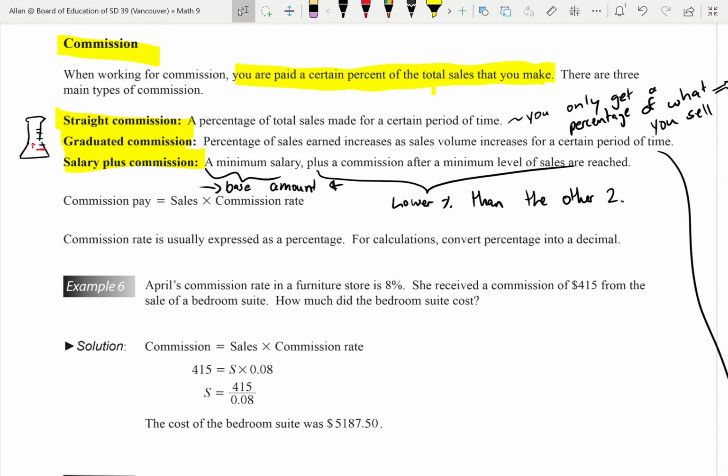The upside to it, I'll start with the downside. Downside, it's harder to make more on this one because it gives you a lower percentage. But the upside is you're never going to get paid $0. You're going to at least get paid this minimum salary.